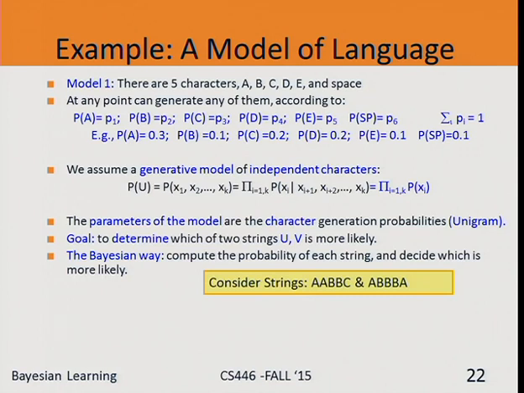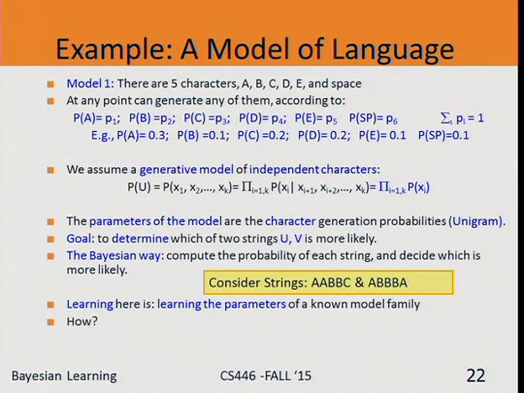Now the question here is, what's the learning problem, right? So the decision problem is very easy. The learning is learning the parameters, right? How to figure out that P of A is 0.3, P of B is 0.1, and so on. And the question is going to be, how do we learn this? Suggestions? I told you that everything is generated independently. I could give you a lot of strings in the language. How would you estimate P of A? Yeah? Okay, suggestion: take the count of A's, how many times you've seen A in your data, divided by the total number of characters, including spaces, and that's going to give you P of A.